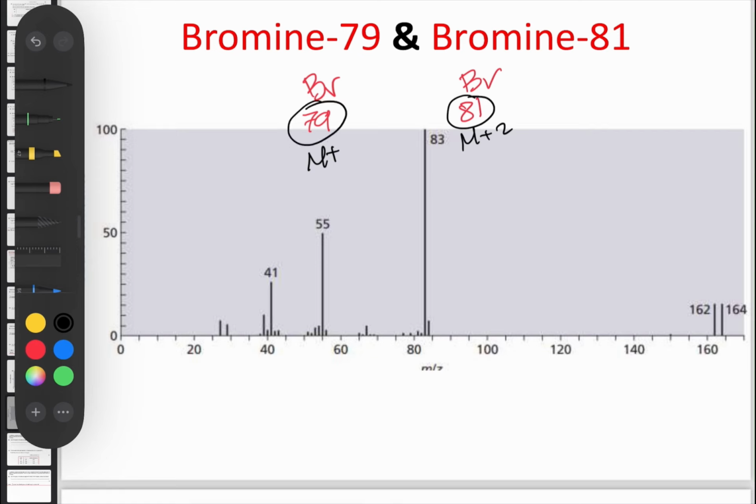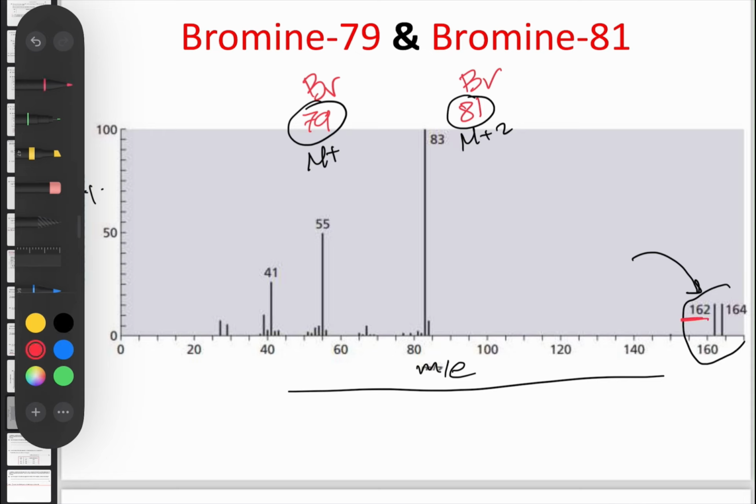If you look at the graph here, which is the mass spectrum, this is m/e, mass per electron, and this is the natural abundance. If we look at the two peaks, you notice that you have 162 and 164. In general, you can deduce that you have a halogen, in which you have 162 and 164. This is M plus 2 because you have a difference of 2 neutrons.